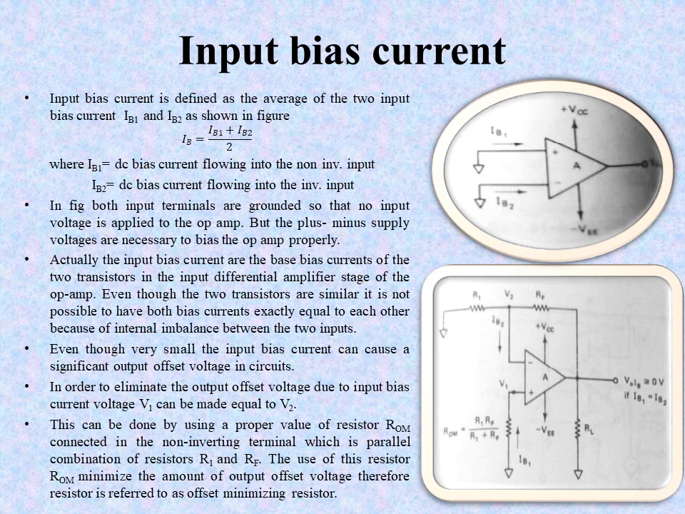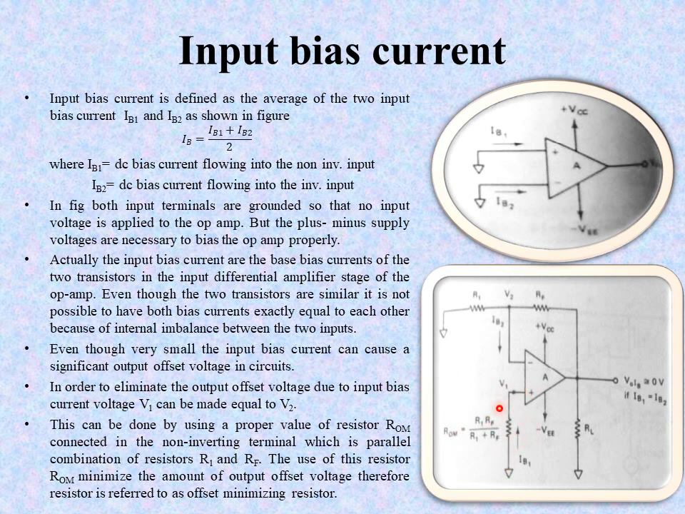So how can this be done? This can be done by using a proper value of resistor ROM connected in the non-inverting terminal, which is the parallel combination of resistors R1 and RF. As you can see from the second diagram, we can connect a resistor ROM, and ROM is equal to the parallel combination of R1 and RF. We first calculate the parallel combination of R1 and RF, and then the value that comes out, that resistor is applied here at the non-inverting end.